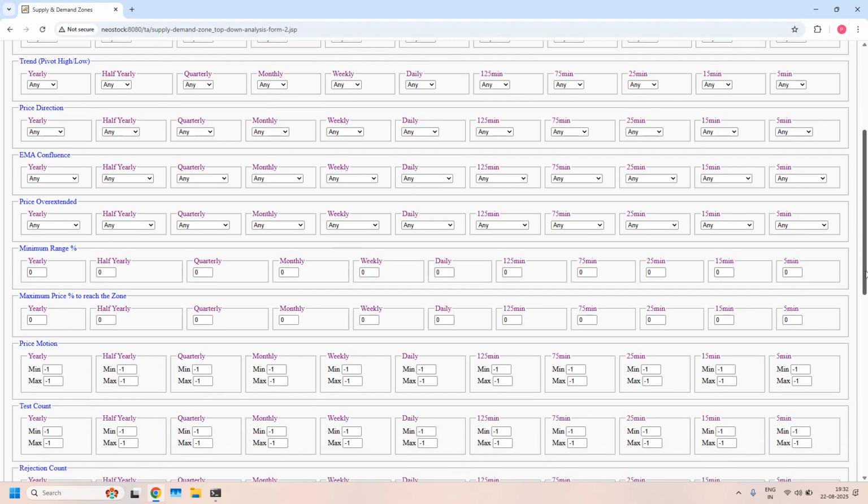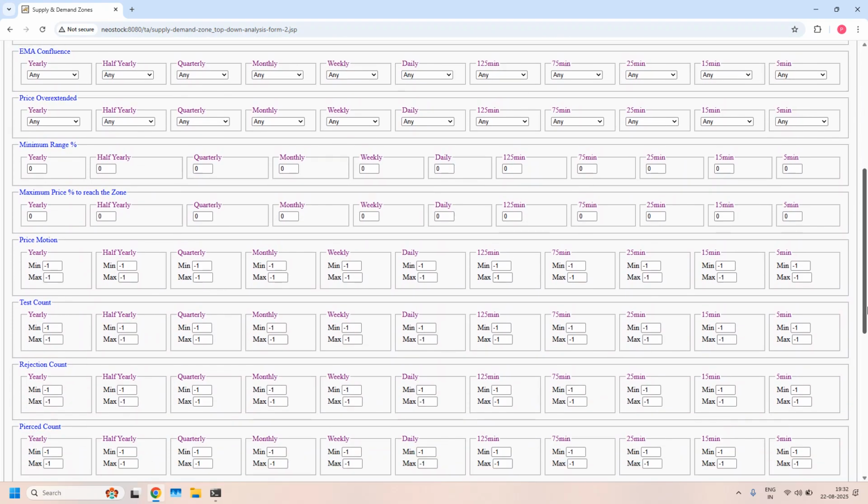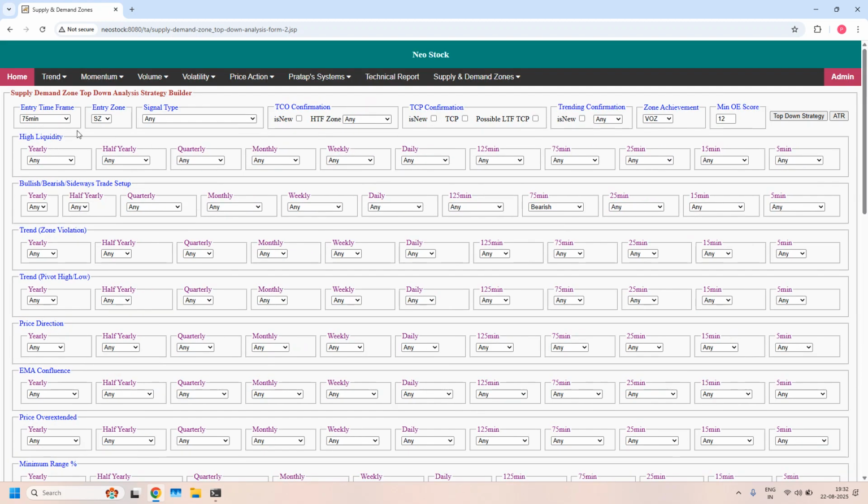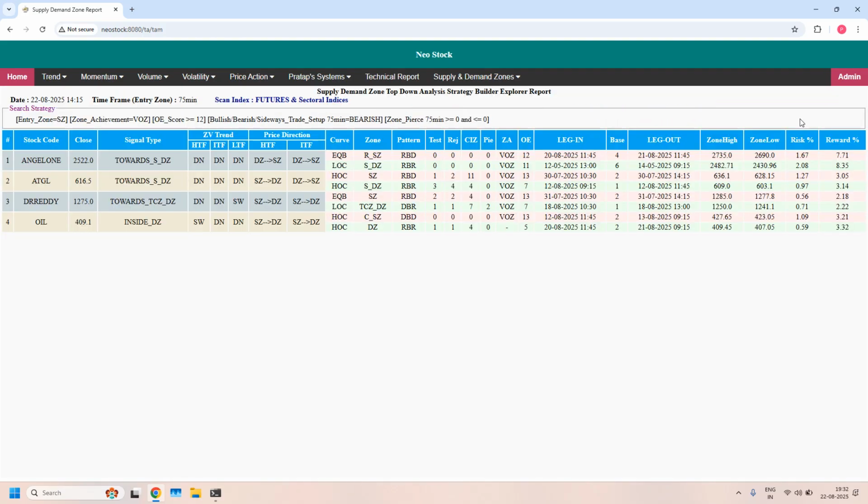So in the pierced count parameter, at 75 minutes time frame, I am setting minimum value 0, maximum value 0. That means zone is not pierced. That is 75 minute supply zone. Let's filter. We got 4 stocks supporting bearish trade setup for weekly income trade. Entry time frame zones are 75 minute supply zones. So total 4 stocks we got.